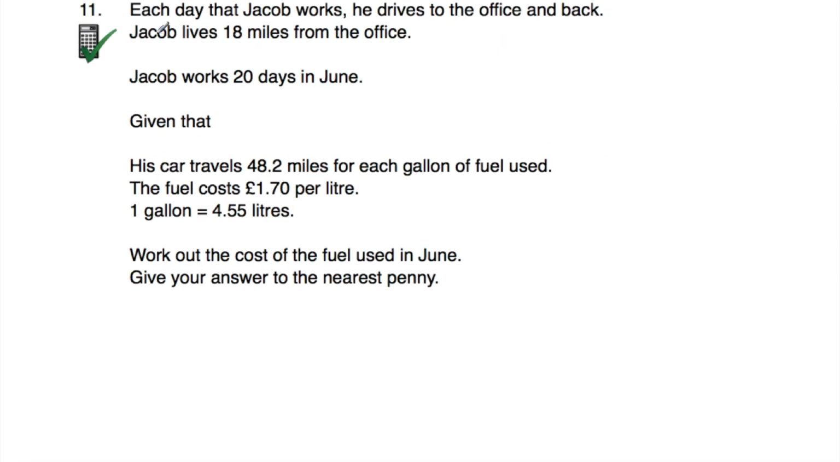Okay, let's have a look at our last question. Question number 11 says, each day that Jacob works, he drives to his office and back. So he travels to his office, he does his work, and then he drives back again. Jacob lives 18 miles from the office, and he works 20 days in June. Given that his car travels 48.2 miles for each gallon of fuel used, and that the fuel costs £1.70 per litre, and that 1 gallon is equal to 4.55 litres, work out the cost of fuel used in June, give your answer to the nearest penny.